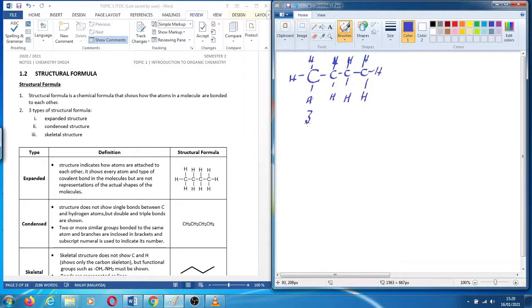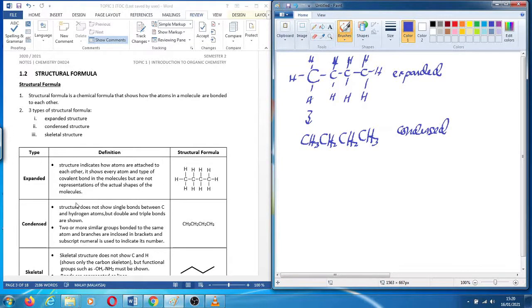This is C. You condense it. Condense C, you have three hydrogen, and then followed by the second C. How many hydrogen do you have? You have 2, CH2, and then the next C has 2 hydrogen, and then C, CH3. That is what is meant by condensed. This is expanded structure. This is condensed structure.